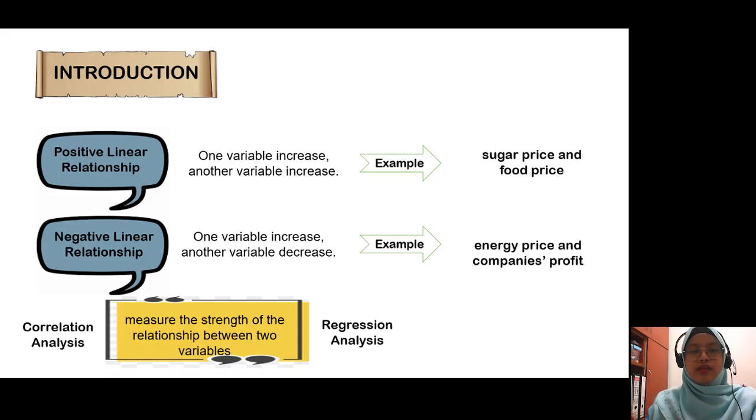Is it very strong, moderate, or weak? So we have three terms here: strong, moderate, and weak. If you have a positive, that means it will give you a strong positive linear relationship. Let's say you have a negative, a strong negative linear relationship.